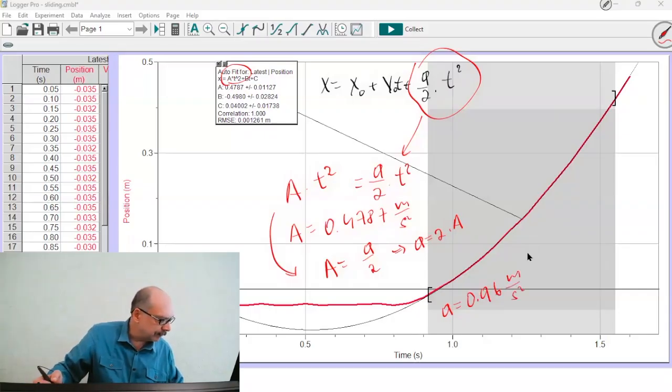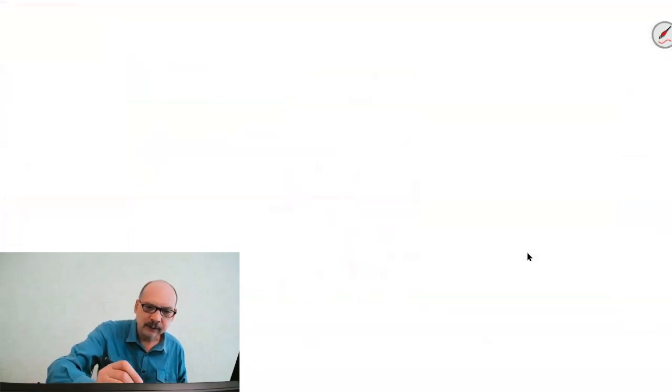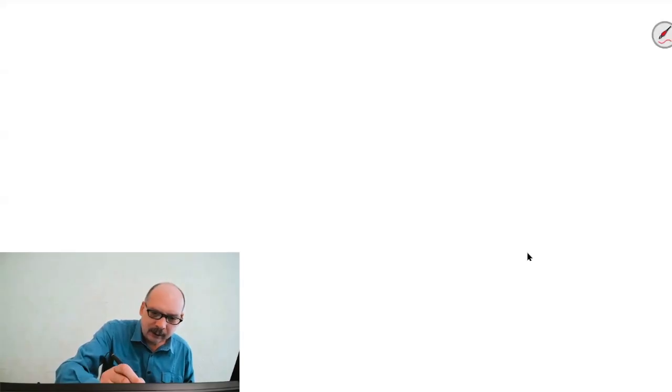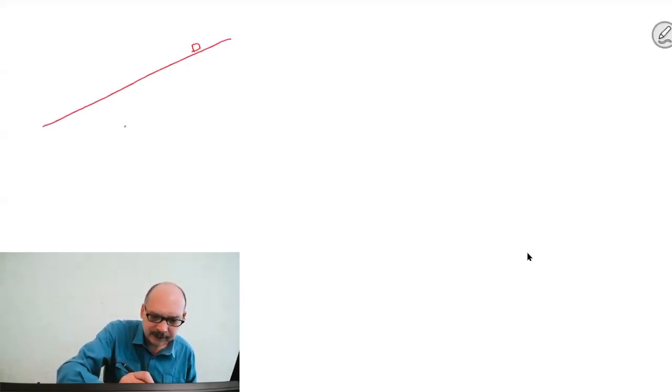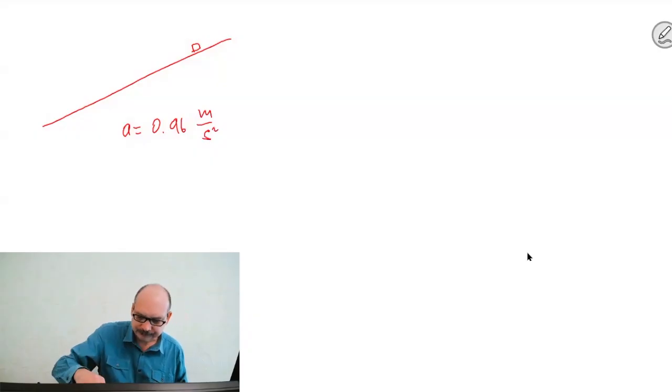Now let's write it down. So what was happening? We had a cart sliding down, and the acceleration was 0.96 meters per second squared. Done with the cart.